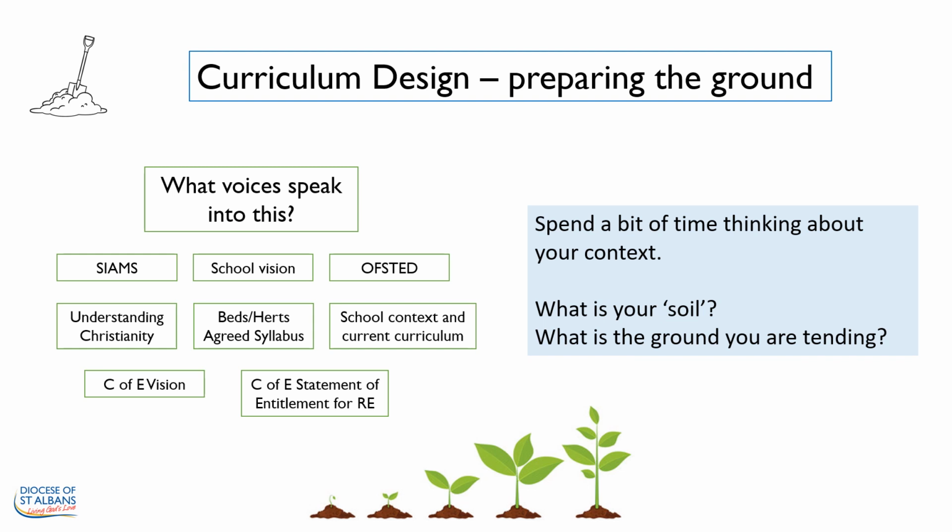We also want to take more broadly, the Church of England Vision for Education and the Church of England Statement of Entitlement for RE. And if you haven't come across the Church of England Statement of Entitlement, I'd invite you to go look at that as soon as you can, because that's a really, really useful document, kind of outlining what amazing RE can be in our schools. So I'd invite you now to have a bit of a think about your own context using the boxes on the left. So what is your soil and what is the ground that you are tending?